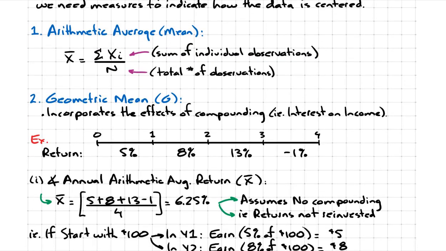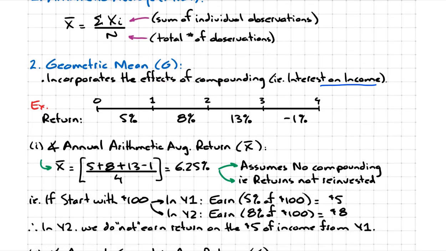Geometric average, or geometric mean, on the other hand, incorporates the effects of compounding. In other words, it takes into account interest or return earned on previous income that has been earned. And let's demonstrate that with an example. Suppose that over the last 4 years, a portfolio exhibited the following returns: 5, 8, 13, and -1. And again, we want a central tendency value, or that value towards which most of the data is centered around.